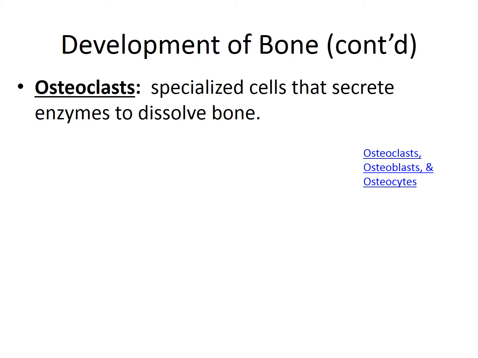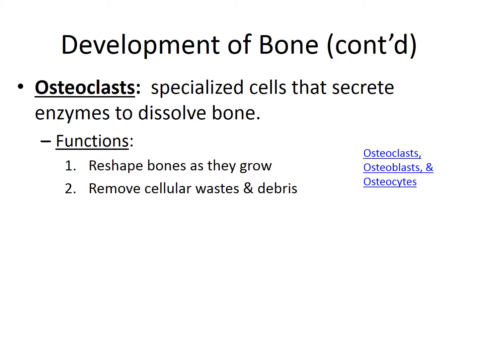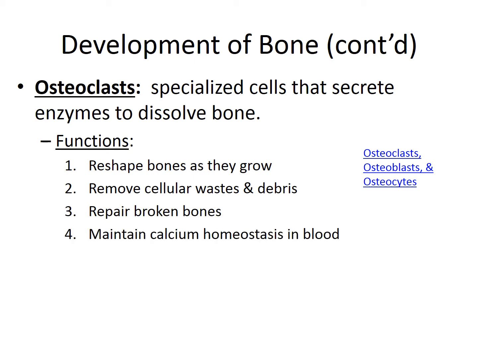Osteoclasts are specialized cells that create enzymes that dissolve the bone. So there are osteoblasts creating the bone, and osteoclasts dissolving the bone. They will reshape the bones as they grow, remove any cellular waste or debris that needs to be removed, and help repair broken bones. They maintain calcium homeostasis in blood, so basically the calcium levels in your blood. If you need more calcium, bones get dissolved, like we said earlier.